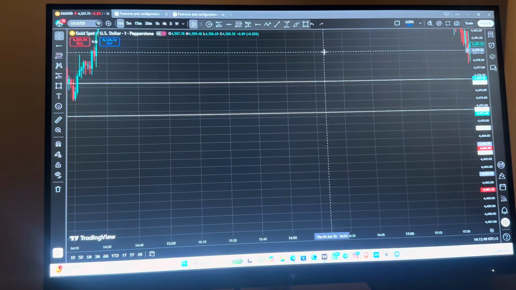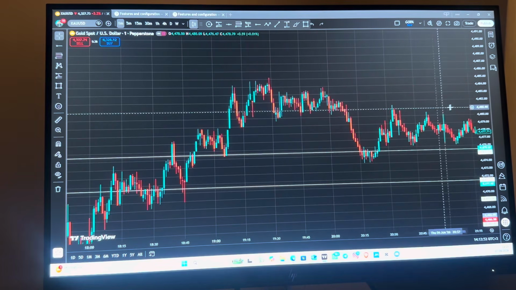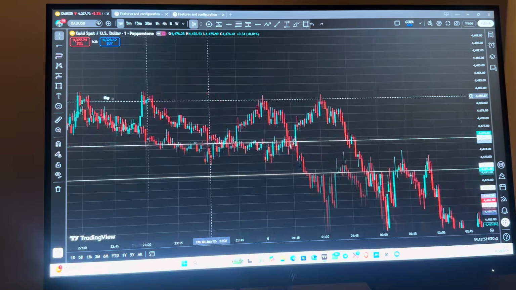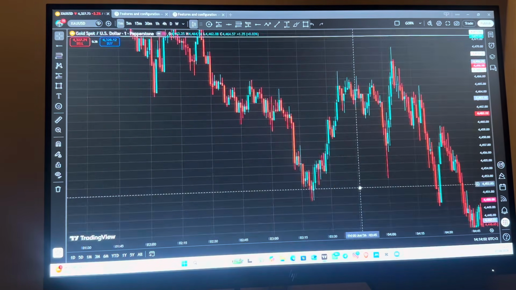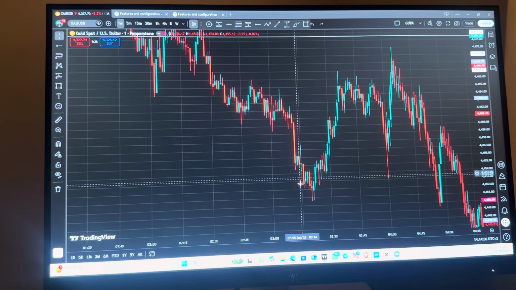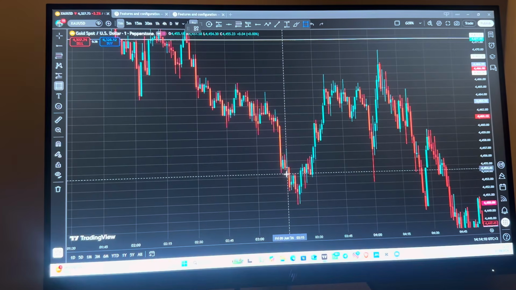So this is how you trade reversal, but on gold in the 1 minute time frame only. If you want to trade reversal, this is the easiest way. See here, there's another entry. Lower high, lower low, lower high. Here we had our lower high.